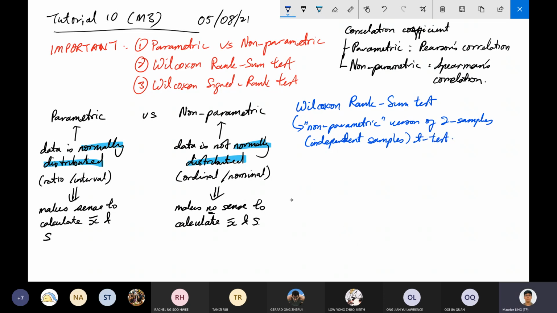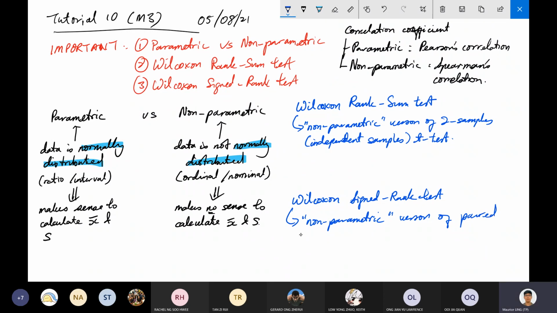Okay, so your Wilcoxon rank sums test is equivalent to the non-parametric version of your independent samples t-test. Okay, so far so good.